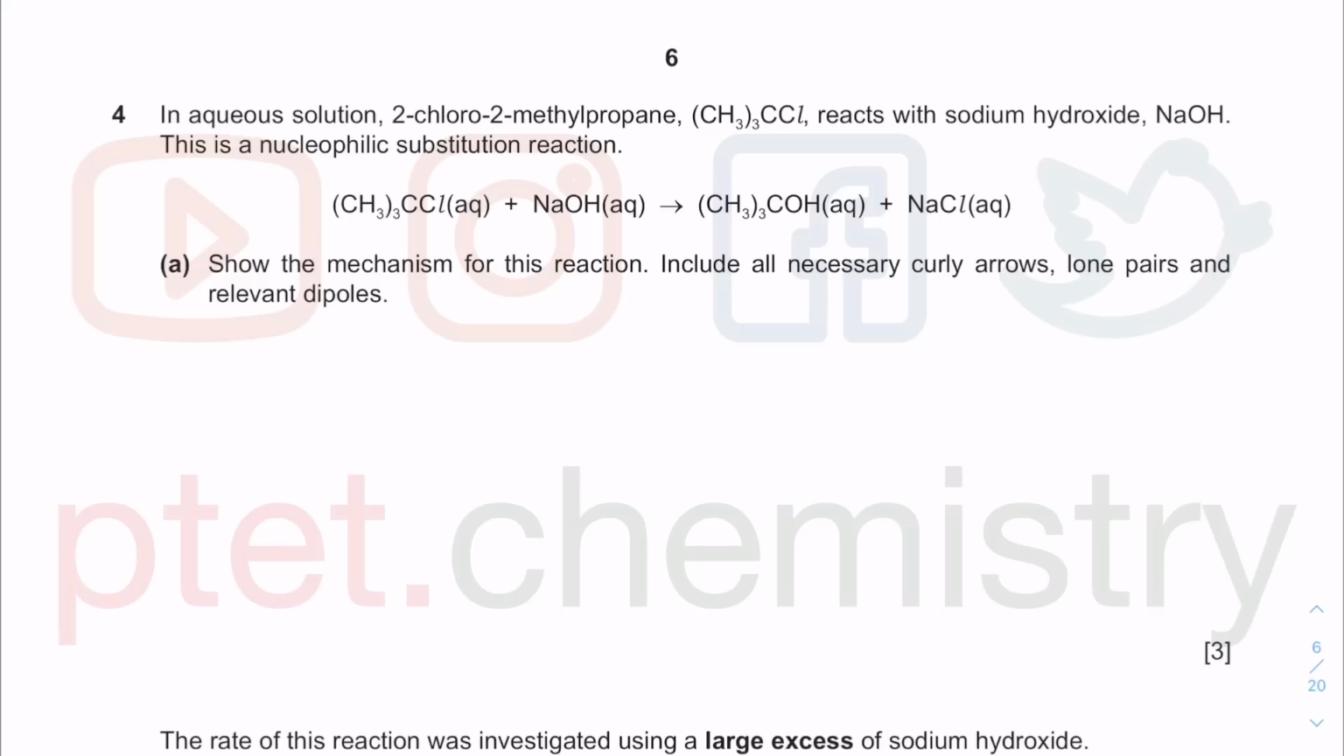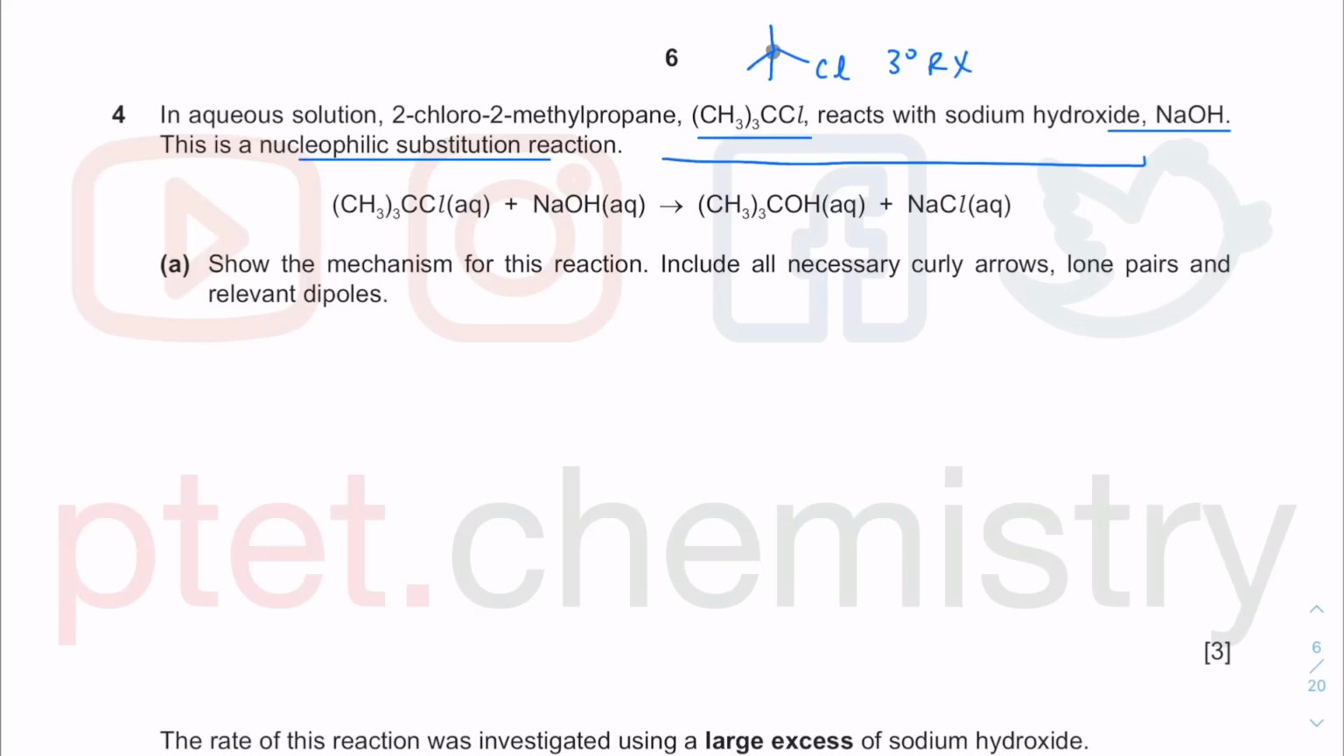In this question number 4, we have this halogenoalkane. This is a tertiary halogenoalkane. The carbon with the chlorine is bonded to 3 other carbons, so it is a tertiary halogenoalkane. And this reacts with sodium hydroxide, and this is a nucleophilic substitution reaction.